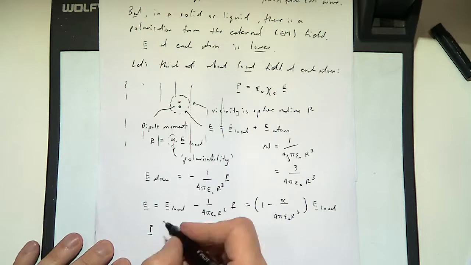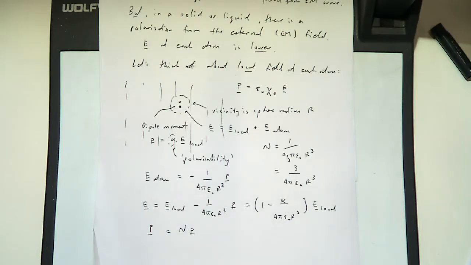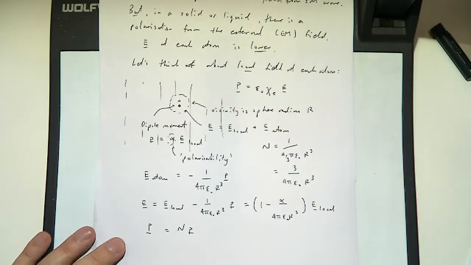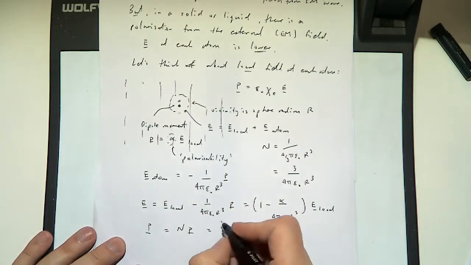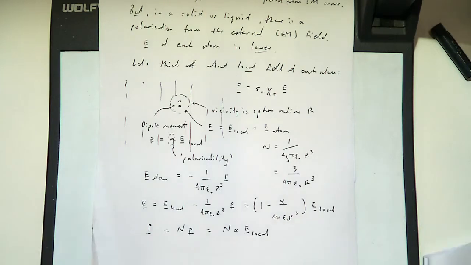Well, we know that must be equal to n times p, doesn't it? Right? So, we now know that the total polarization must also be equal to n alpha E local. Okay? Seems like a cheat, doesn't it?